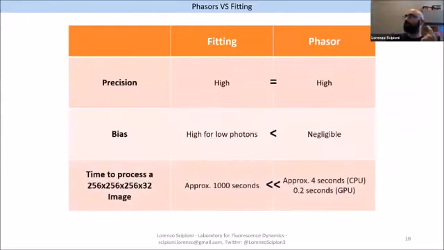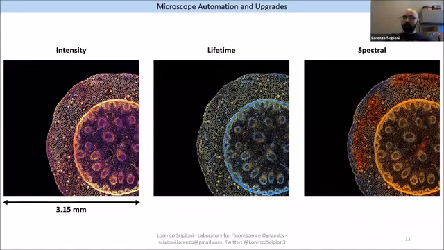So to summarize, with the phasor we can achieve the same precision as the fitting, sometimes higher. We have a negligible bias, even for a very low number of photons. That's important to not overestimate some lifetimes in favor of others. And the time it takes to process an entire image, instead of 1,000 seconds, we can go below a second with the GPU acceleration, or just 4 seconds with the CPU, which is more or less the frame time that we use for this acquisition. Of course, this is just on the detection side.